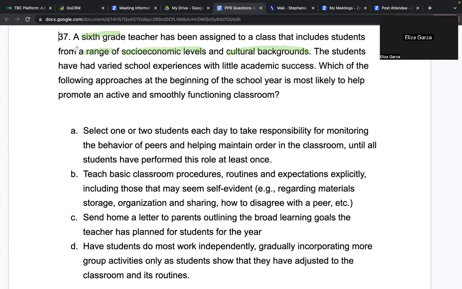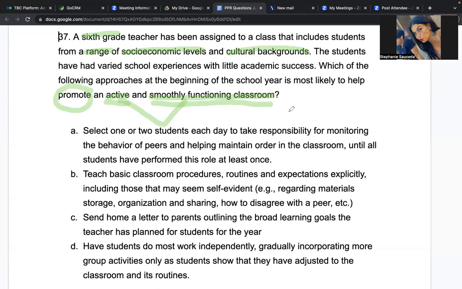Well, the students want to promote an active and smoothly functioning classroom. Okay, active and smoothly functioning classroom. That's kind of a tall order, but that is the order, right? So the promotion of both an active and a smoothly functioning classroom.